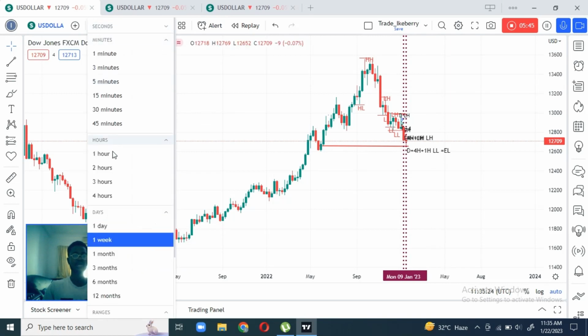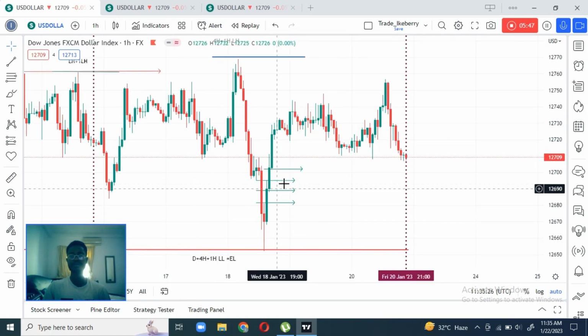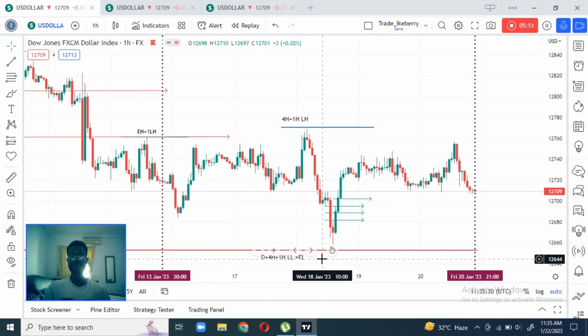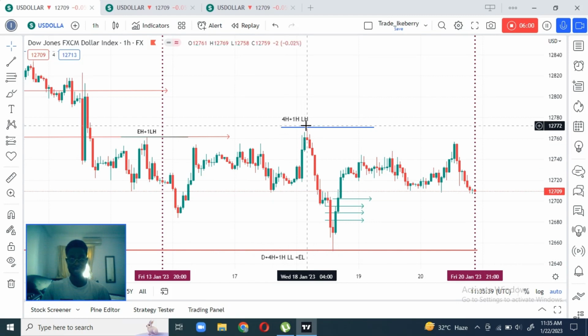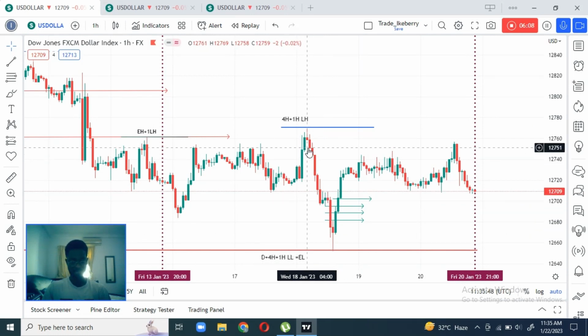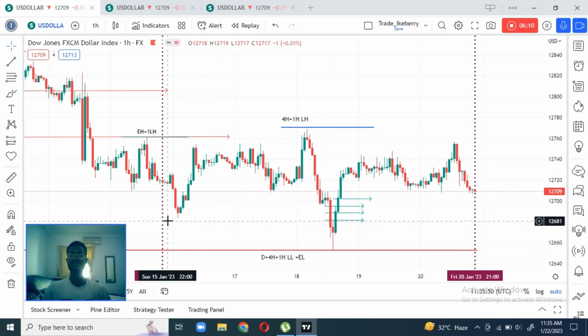So let's go back, dive into the 1H as we were, and give a dissection and a plan on the 1H. This is what we have for the 1H: a higher high, then a lower high for the 1H here, then a lower low for the 1H here. I beg your pardon for the errors. Price then came straight down and broke this previous low.